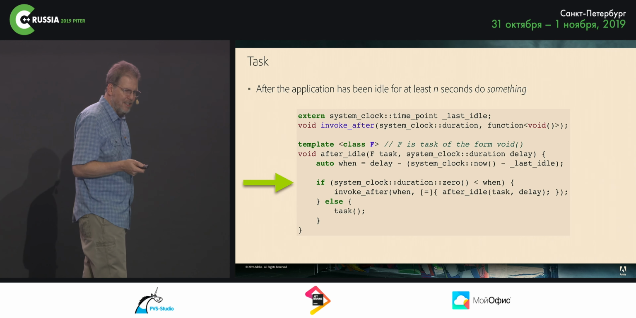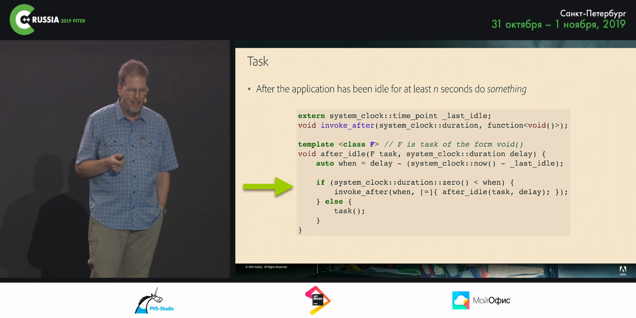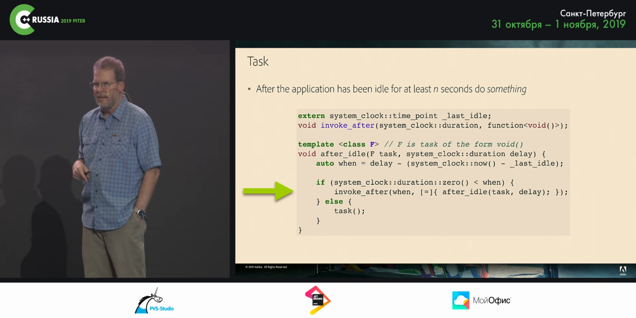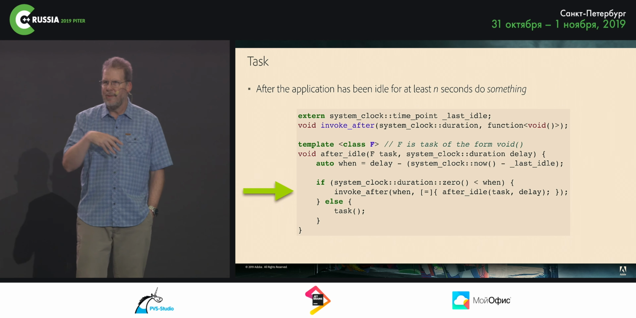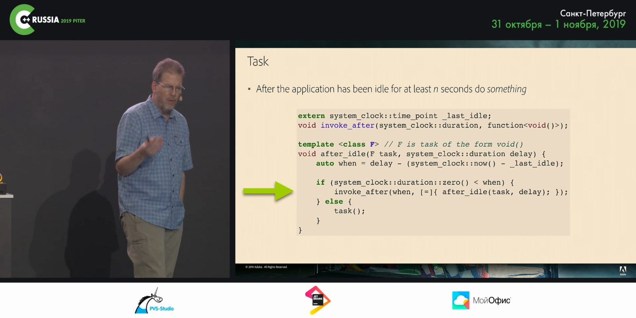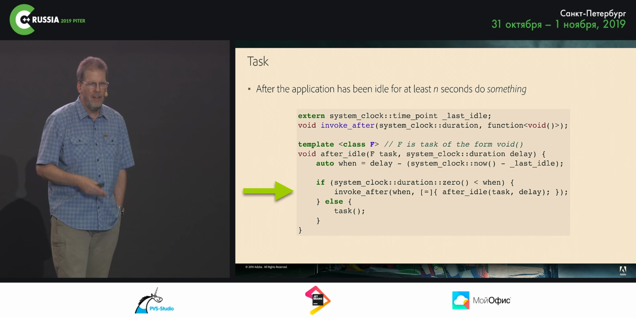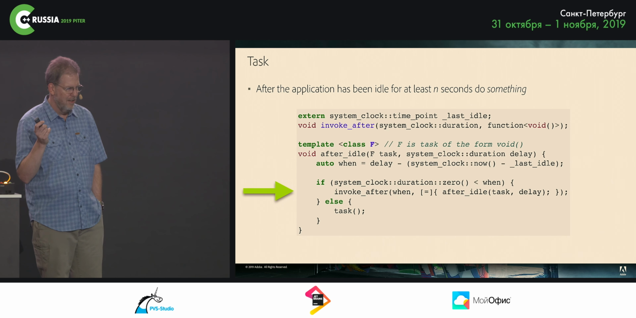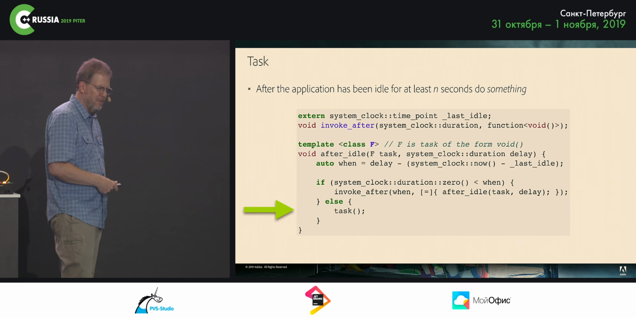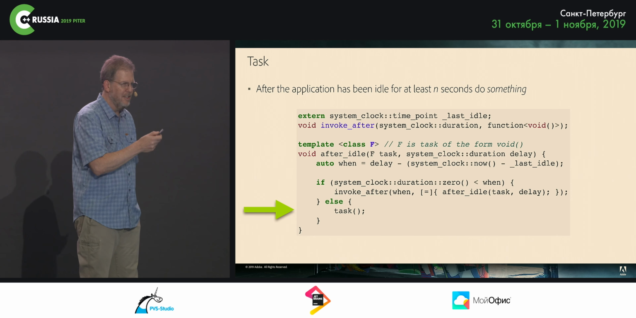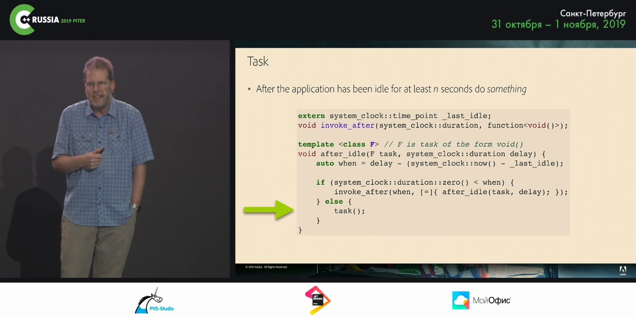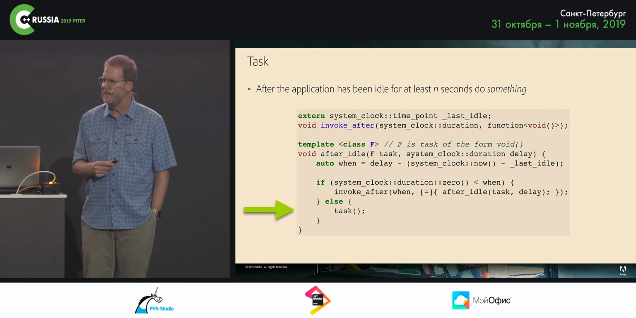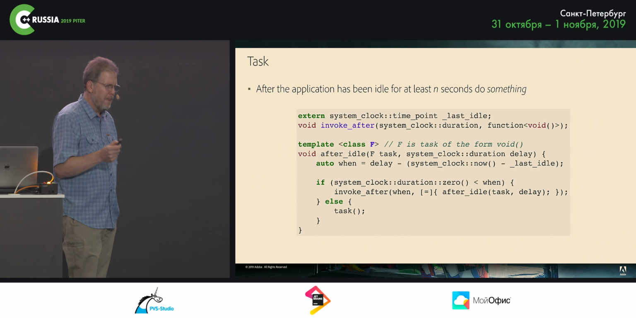If the 5 seconds has not elapsed, then I'm going to recurse through my invoke after. Maybe I'm 3 seconds into my 5 seconds, so in 2 more seconds, I'll check again. And so I'll keep chasing it until I've been idle for 5 seconds, and then I'll execute my task. If my when has expired, if 0 is less than that, then I just execute my task right now. So this piece of code works. It's got a couple of small problems, but generally it's okay. Everybody follow it?